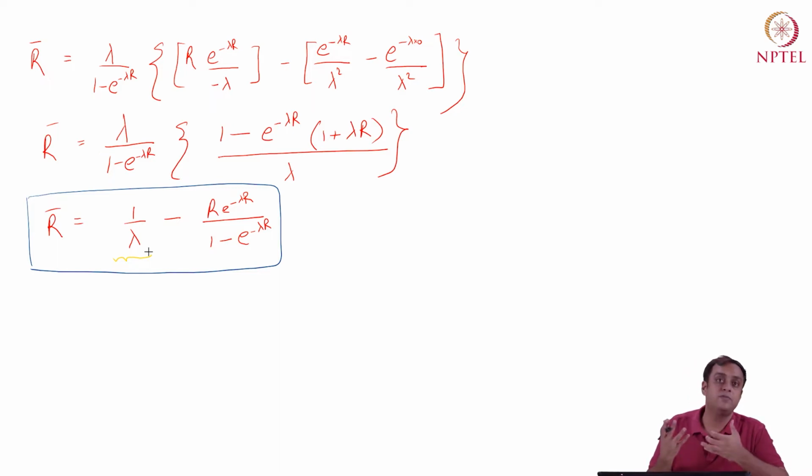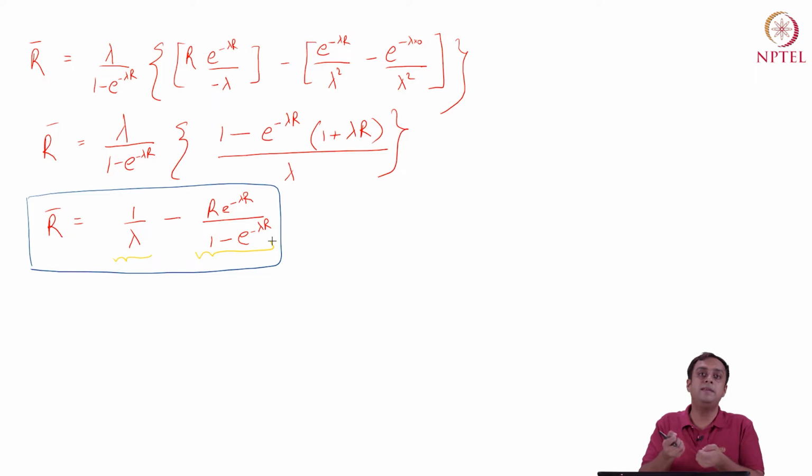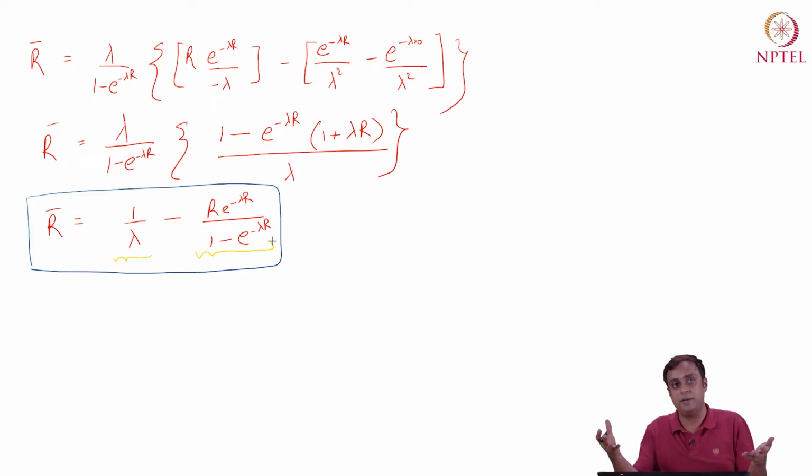And now what happens when R is a finite positive value? I have 1 over lambda minus an entity, which is given as what you see on your screen, and this entity is going to be a positive number. So what I'm saying is that the mean distance with a finite radius city is going to be smaller than the mean distance that we see for an infinite radius city, which makes sense.